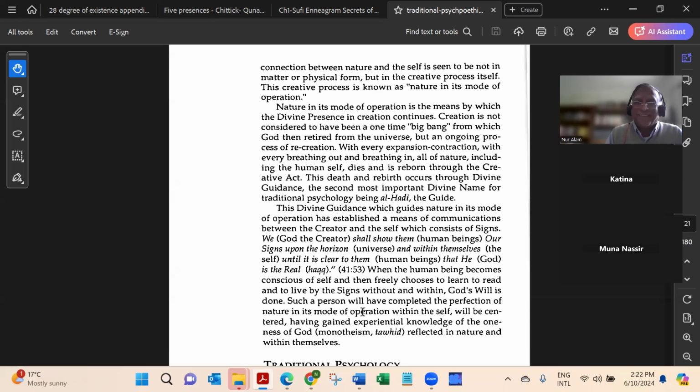That's wonderful reading. So what we found is basically this example of the Greek Chinese story, as some kind of models, and it mentions that our self is the mirror. The self is seen to be not in the matter or physical form, but in the creative process itself. She was saying that the self is the mirror, and both are reflections of the one God's self-disclosure in the divine name Creator.